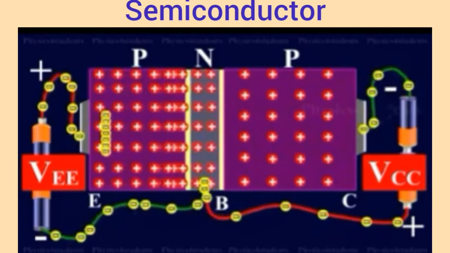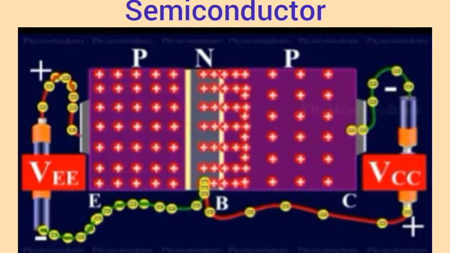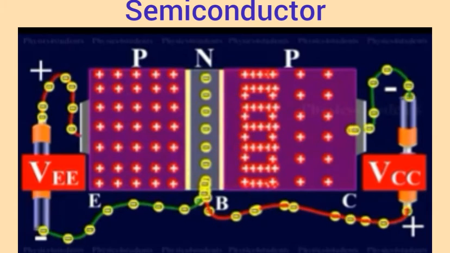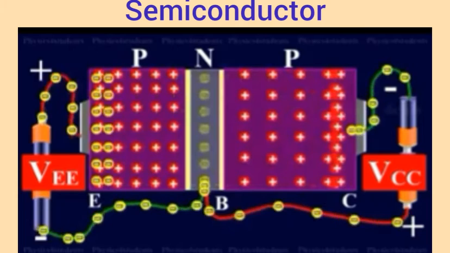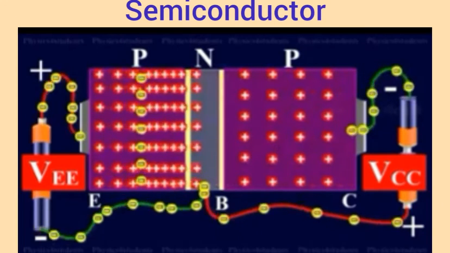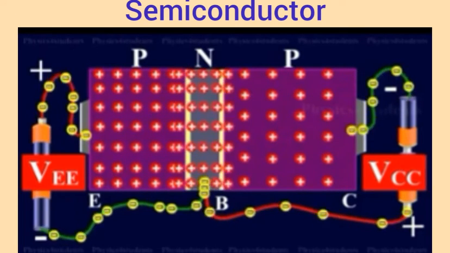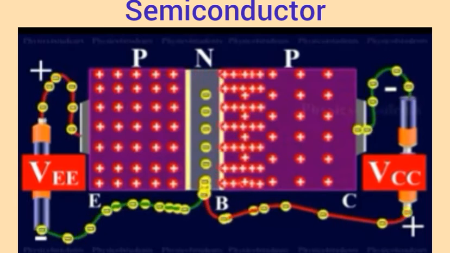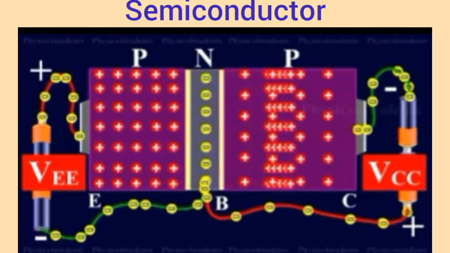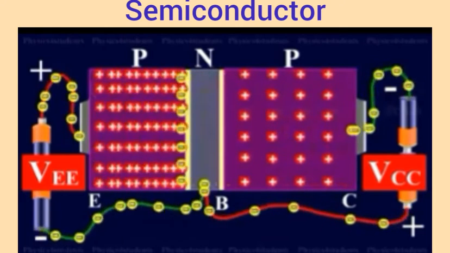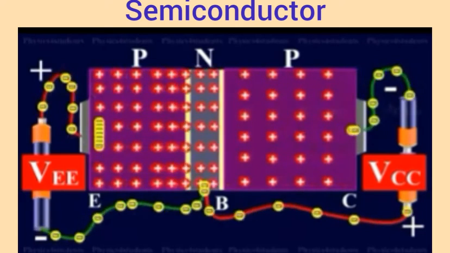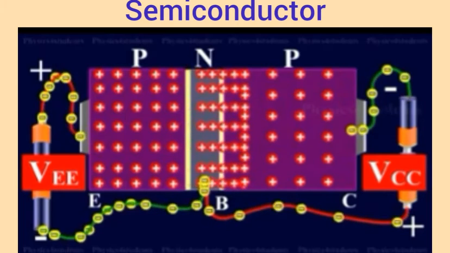VEE, and the holes diffuse through the base. These holes take a very small time to flow through this region before they reach the depletion region. During this time, a very small number of holes recombine with an equal number of electrons in the base. Because the base is slightly doped and very thin, this number is very small.